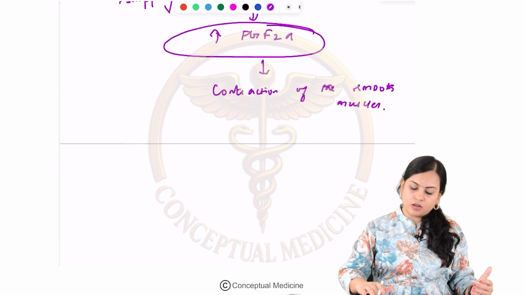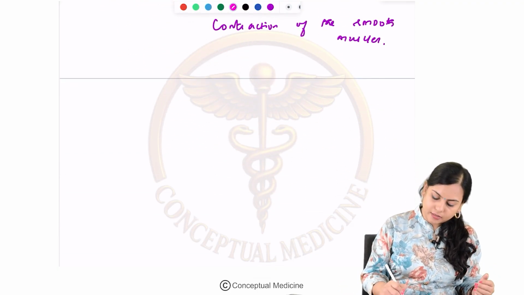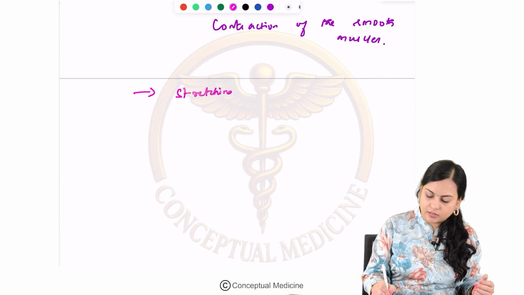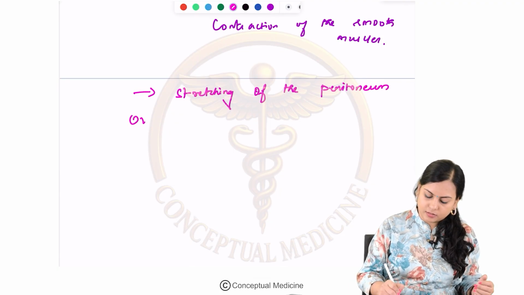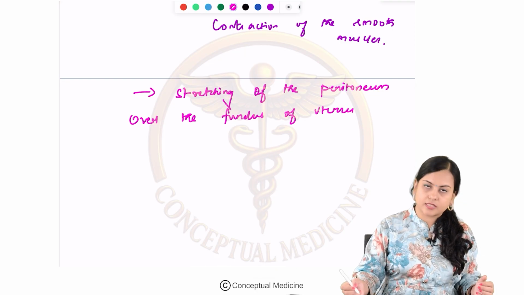Also, one more point that is going to cause pain is stretching of the peritoneum over the fundus of the uterus. Okay? Yes.